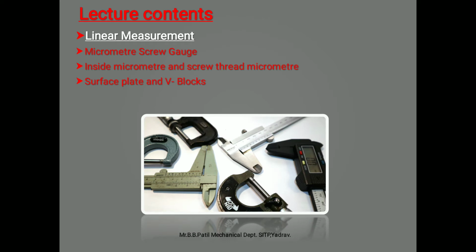In today's lecture, we are going to cover linear measuring devices like the micrometer screw gauge. Then we are going to cover the inside micrometer, which is a parental instrument of the micrometer screw gauge. Then we are going to deal with screw thread micrometers. Then we are going to deal with surface plate and V blocks.